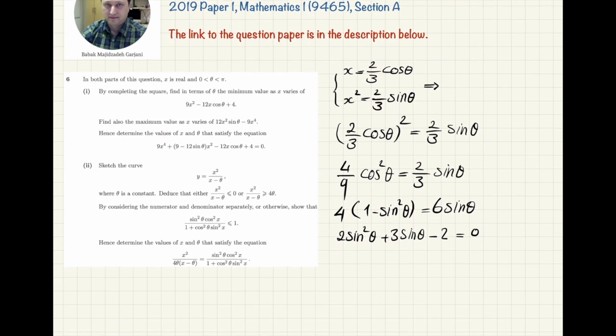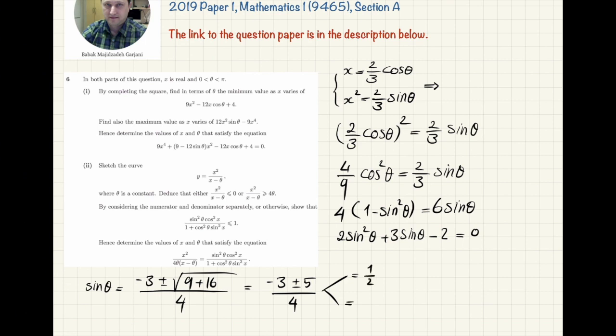Okay, and now I need to solve this, but this is a quadratic equation for sine, so sine theta becomes equal to minus 3 plus or minus square root of 9 plus 16, divided by 4. So it becomes minus 3 plus or minus 5 divided by 4. So I will get two numbers. One of them is minus 3 plus 5 divided by 4, which becomes 1 over 2. The other one is minus 2, which of course is not acceptable because sine cannot be negative 2.